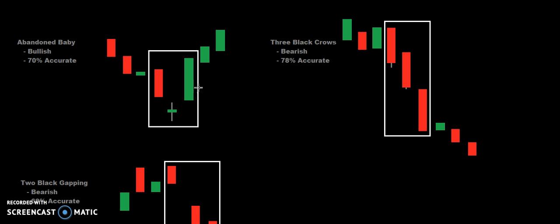Again, we're looking for volume. If you don't see any volume, then this candle right here could just be a fluke, just kind of a weird day. If we see substantial volume, or at least volume that's consistent with the average, then it lends more weight to the pattern itself.